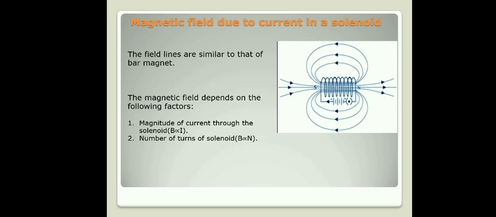And as we increase the number of turns of the solenoid, the magnetic field also increases, because each turn, that means each turn is a circular coil, and each circular coil adds to the total magnetic field. So if we increase the number of turns, the number of circular coils increases and it will add to the net magnetic field. So as we increase the number of turns of the solenoid, the magnetic field also increases. So the magnetic field is directly proportional to the number of turns. So these are the two factors upon which the magnetic field due to a solenoid depends.